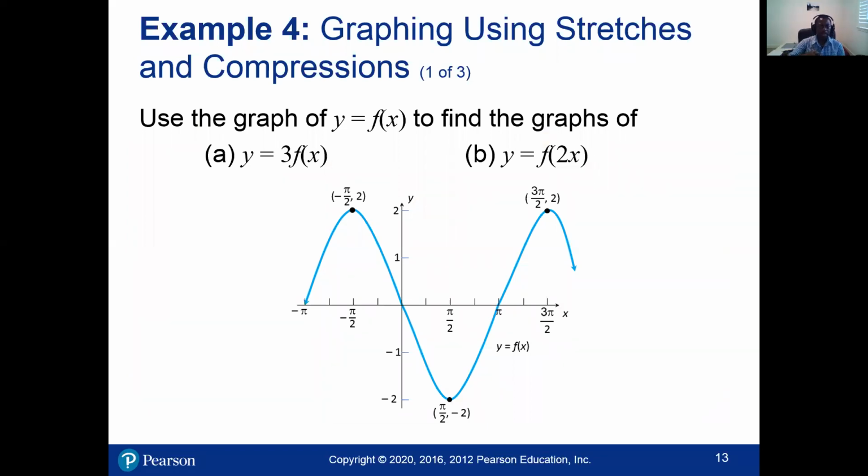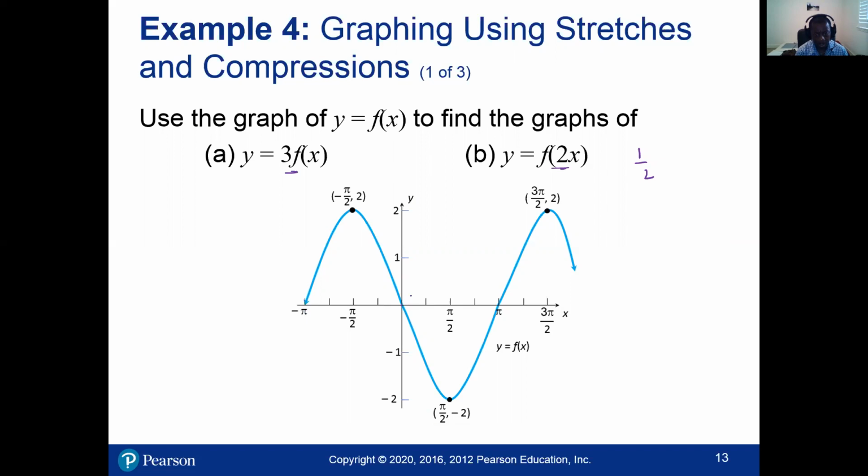It says to use the graph of f of x given, and find y is equal to 3 times f of x, and y is equal to f of 2 times x. Okay, as you can see, for the first one, we're going to multiply the y coordinate. Every y coordinate will be multiplied by 3, and here every x coordinate will be divided by 2, or multiplied by 1 over 2.